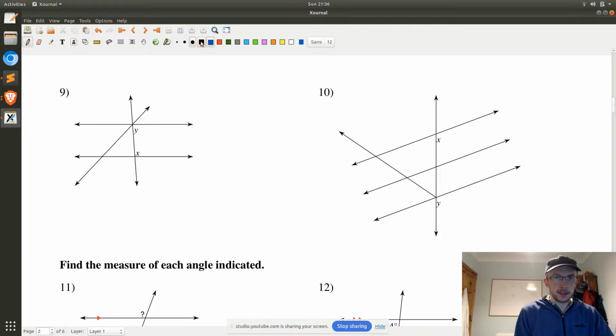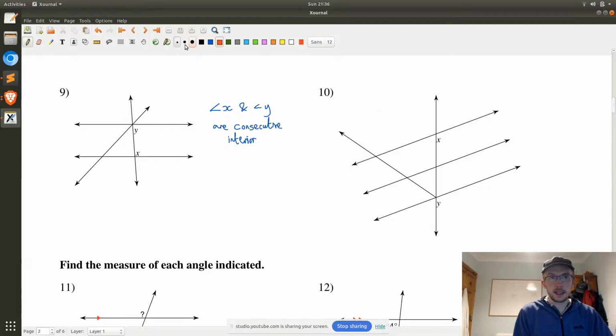Angle X and angle Y are consecutive interior angles or co-interior angles, meaning they sum to 180 degrees or pi radians, also known as supplementary angles.